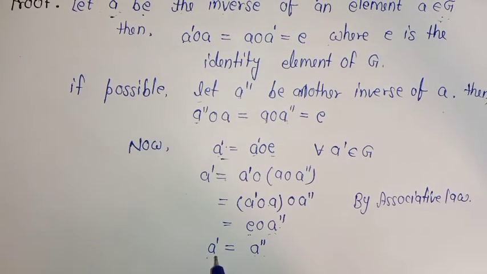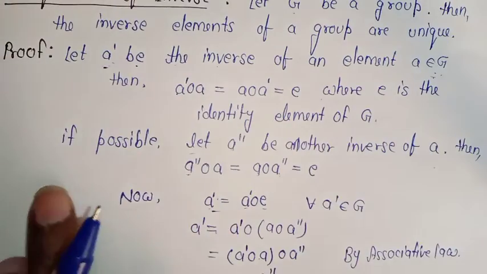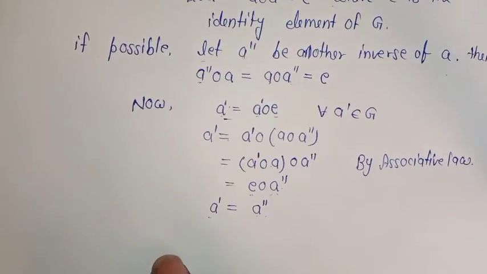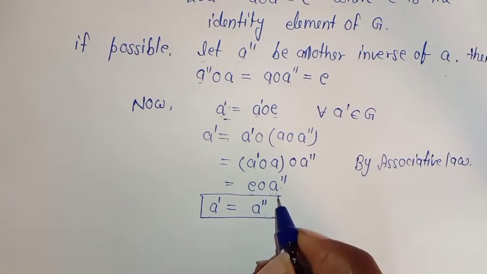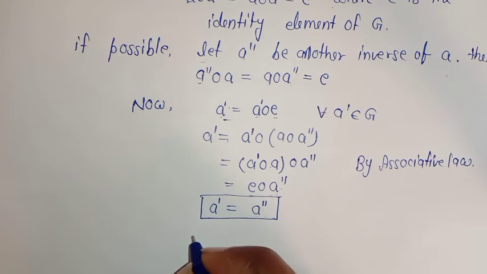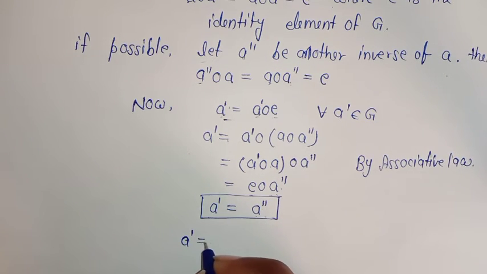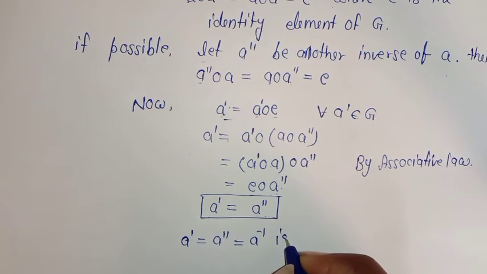But we have assumed them as different inverses for the element A. Here they were different, but we got the result that A' is equal to A''. This implies that the inverse element is also unique in a group. So we can say A' is equal to A'', and that is A inverse, that is unique.